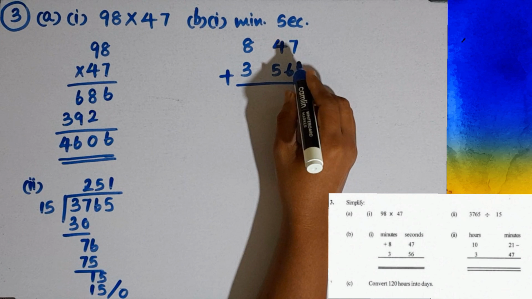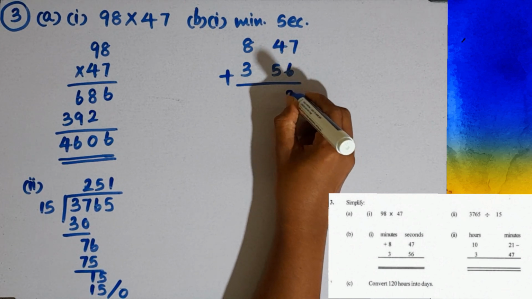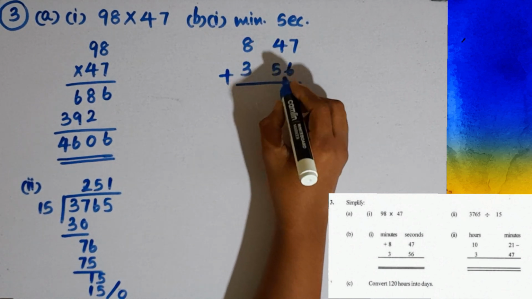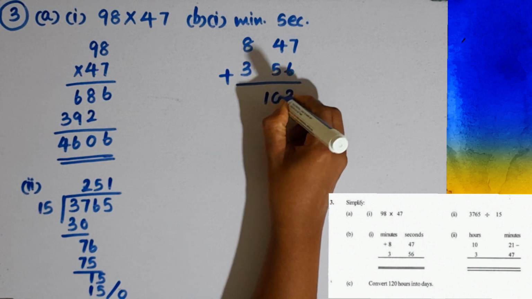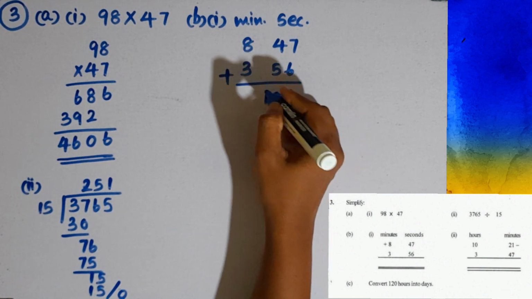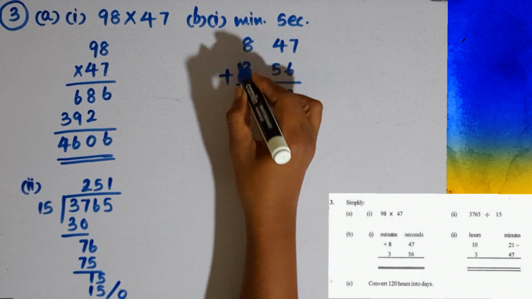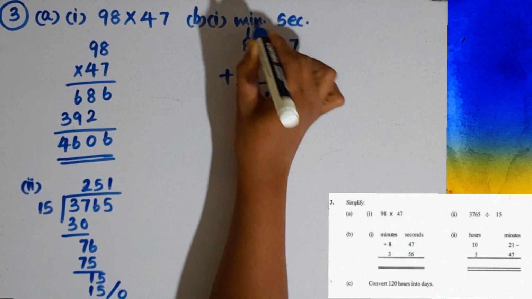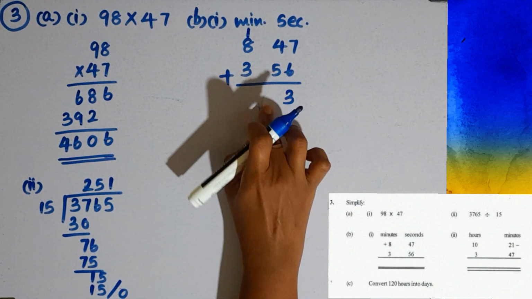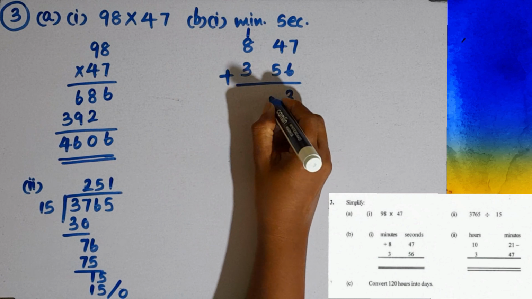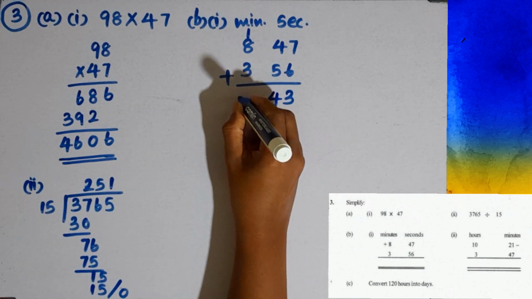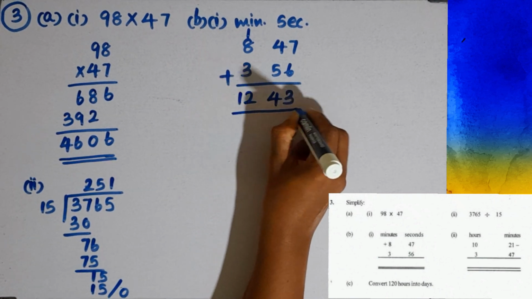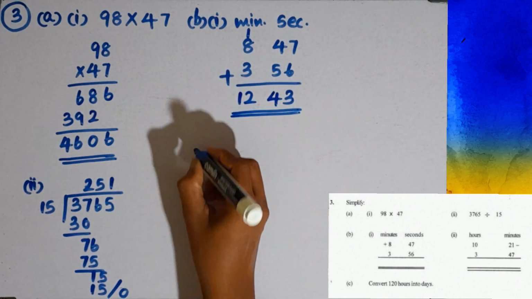Here 7 plus 6, 13, then 1 remaining. Then the addition here is 103, but we can't keep this value here. We have to take 60 seconds as 1 minute into the minute side. Then here the remaining is 43. Then here the addition, 12 minutes 43 seconds is the answer.